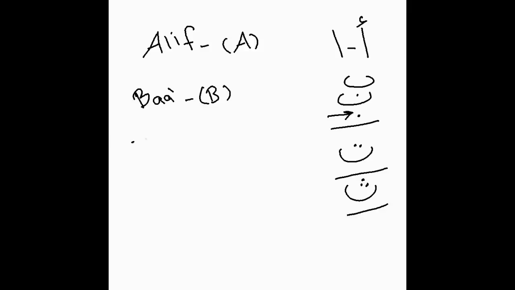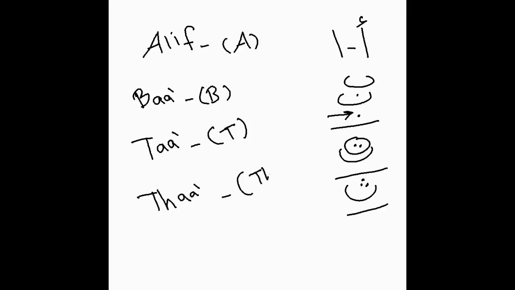Ta, pronounced T inside the word, has 2 points on top of the arc. And then Tha, T-H-A, pronounced T-H inside the word, is the arc with 3 points on top.